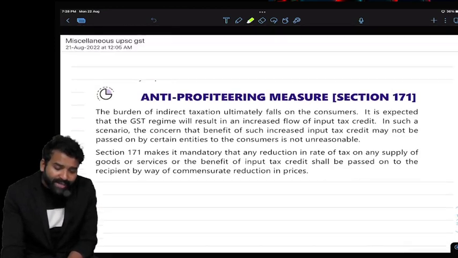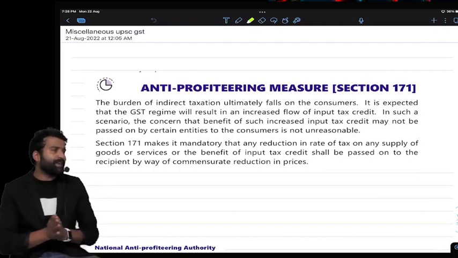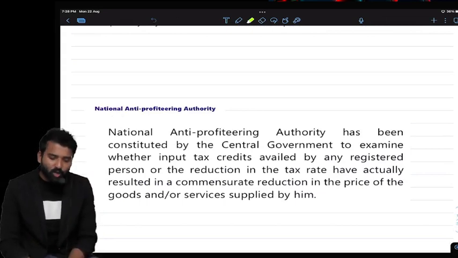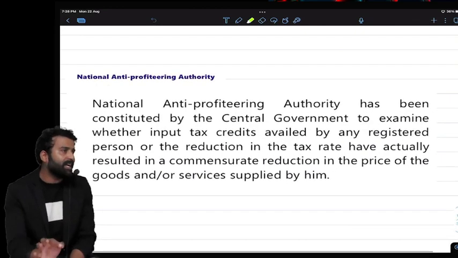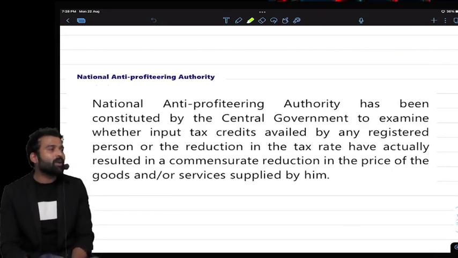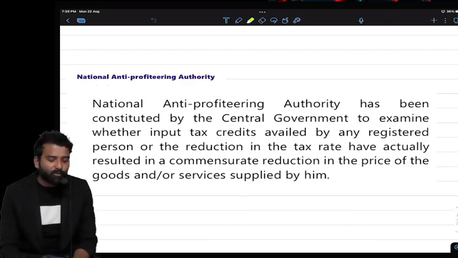Okay. Where you will find these notes: in the same link there is one note called miscellaneous. In that miscellaneous note you will find the anti-profiteering clause. Now, very interesting: for executing this anti-profiteering clause, the central government has constituted a National Anti-Profiteering Authority. What is the work of the authority? The work of the authority is to overlook all the big manufacturers and big industries, whether they are actually giving the benefit to the customer or not. For that, they have constituted the National Anti-Profiteering Authority.